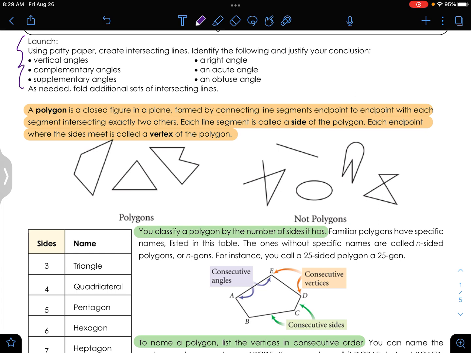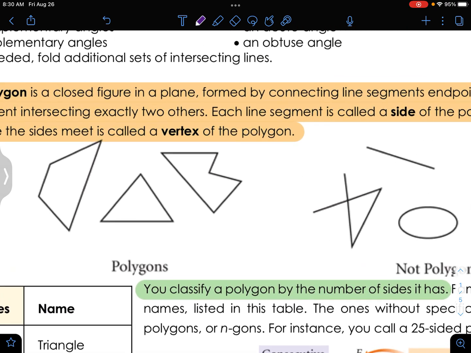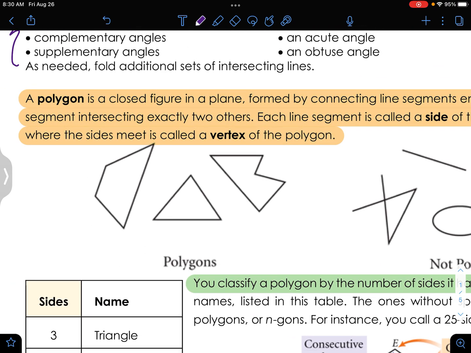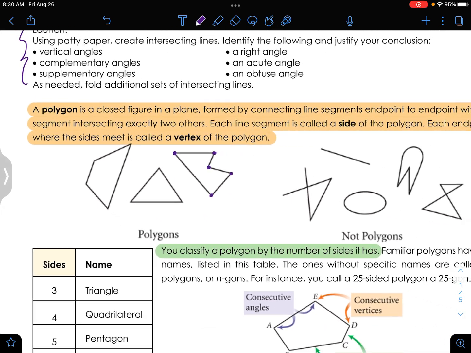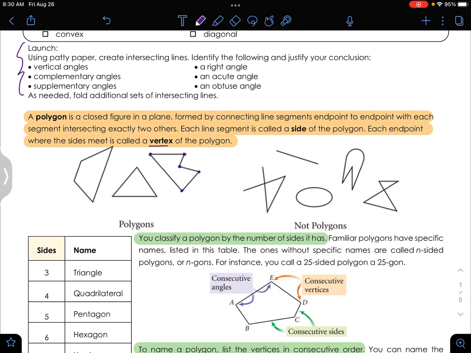Each line segment of a polygon is called a side. If you look at this, it says 1, 2, 3, 4 sides. That's a quadrilateral, and this polygon right here is a triangle, and so forth. We'll talk about how to name those polygons. Each point where two sides meet, right here, is called a vertex. These are all your vertices, and you can think of it like the corner of the shapes. Wherever two sides meet, that is what's called a vertex.